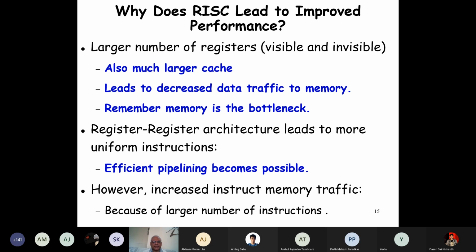Also, much larger cache, and this leads to decreased data traffic, as some of you answered. Memory is the bottleneck. Processor operates at gigahertz clock.